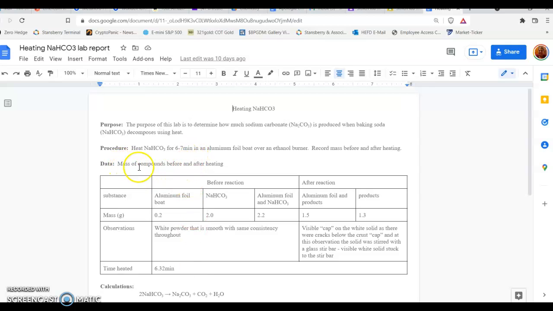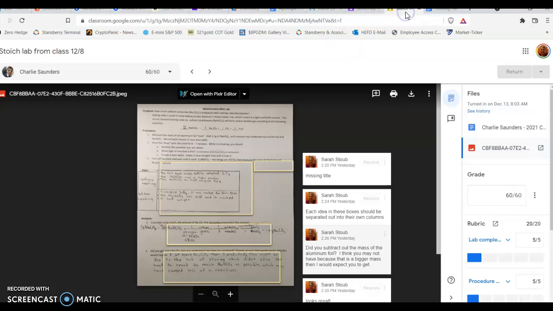But the other thing you're missing is like a beefy title. So mass of compounds before and after heating would be a good title. It can't just be like data table or before reaction or masses. It has to be like a sentence of a title. Okay. You did great on your stoic part.